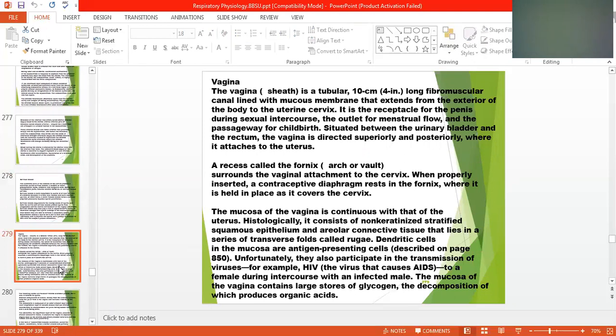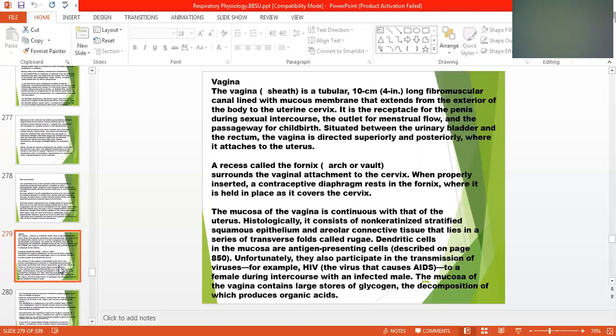Vagina. The vagina is a tubular, 10 centimeter, 4 inch long fibromuscular canal lined with mucous membrane and extending from the exterior of the body to the uterine cervix. It is the receptacle for the penis during sexual intercourse, the outlet for menstrual flow, and the passage for childbirth.